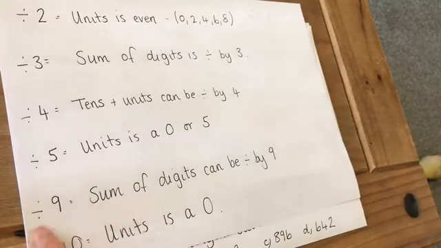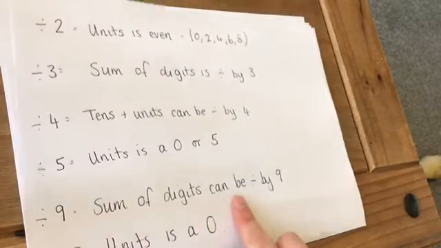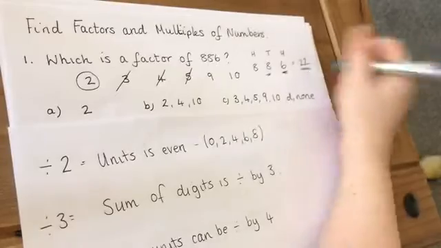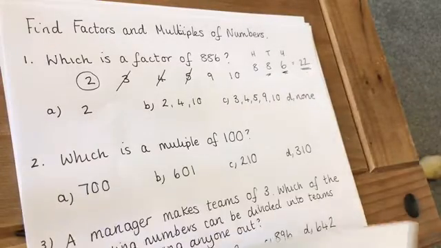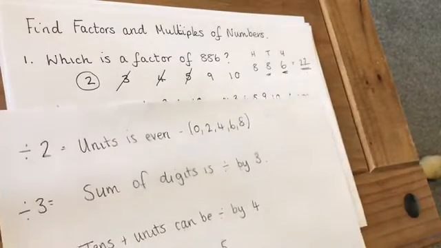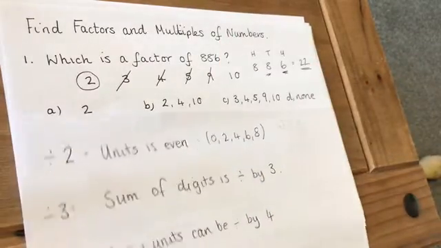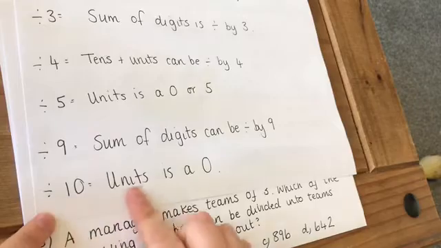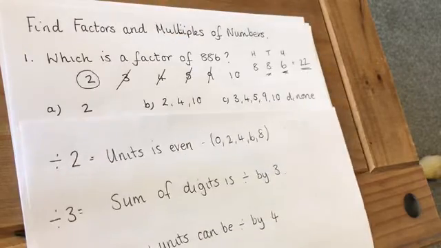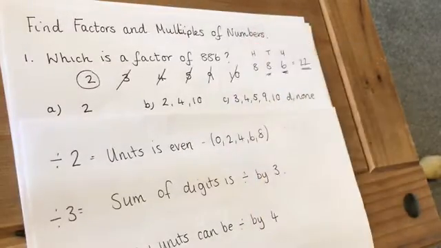9. 9 is a factor if the sum of the digits can be divided by 9. So the sum of our digits is 22. Can that evenly be divided by 9? No, it can't. Okay, so get rid of that one. And then last one, 10. 10 is a factor if the units is a 0. Our units is not a 0, so we can get rid of that one.